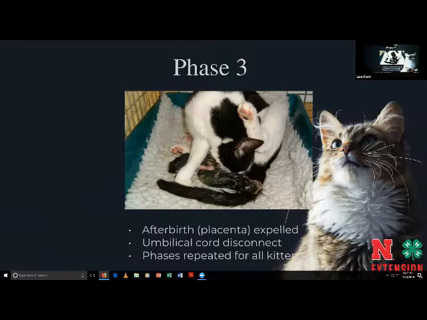And I think I have a video in here too that shows when it dries out and it just kind of falls off after a while. And then this phase is repeated for every single kitten. It can take between 2 to 6 hours, again depending on how many kittens the mother has or if she has any complications.